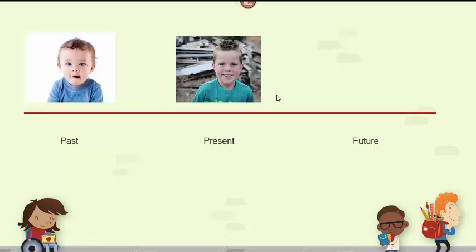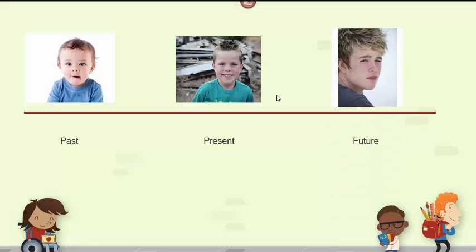That was the past. Now, future hasn't happened yet. We haven't gotten to the future. We don't know what this boy will look like in 5 or 10 years, but we can take a guess. Let's take a guess what he might look like in the future. Maybe he'll look like this. And maybe he'll still have his hair kind of spiky. He'll look a little bit older.